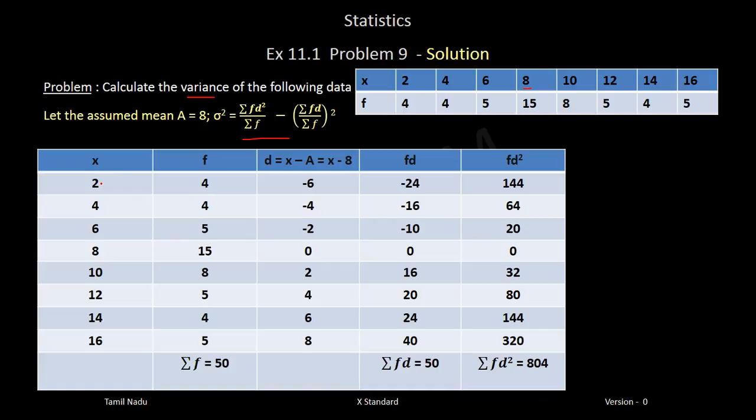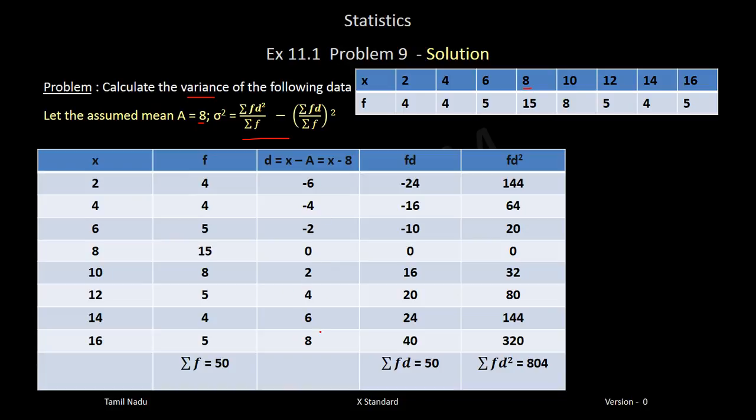So what will be the deviation for 2? It will be 2 minus a. A is 8. So 2 minus 8, that is minus 6. 4 minus 8, the assumed mean is 8, right? So 4 minus 8 is minus 4. 6 minus 8 is minus 2. 8 minus 8 is 0. 10 minus 8 is 2. So like that you can fill up the other values of d.